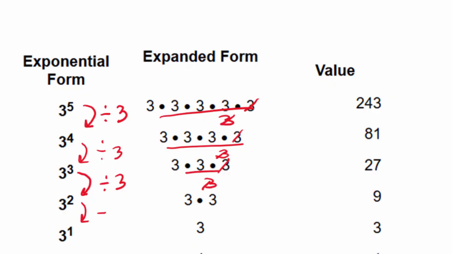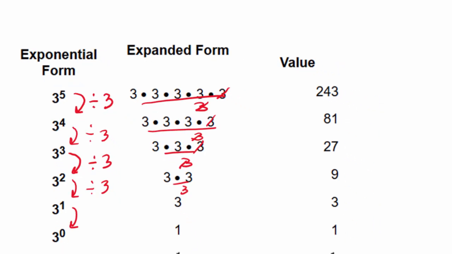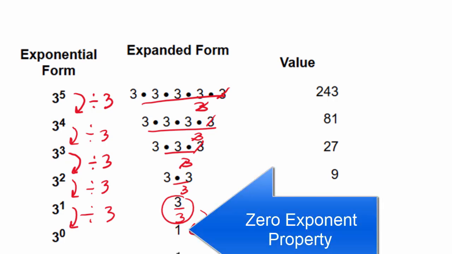3 squared divided by 3, that's equal to 3, and we have 3 to the 1st. And now again, 3 to the 1st divided by 3 gives us our 1, and our exponent, which has to go down by 1, is 3 to the 0, and this is our zero exponent property that we introduced to you in the last video.